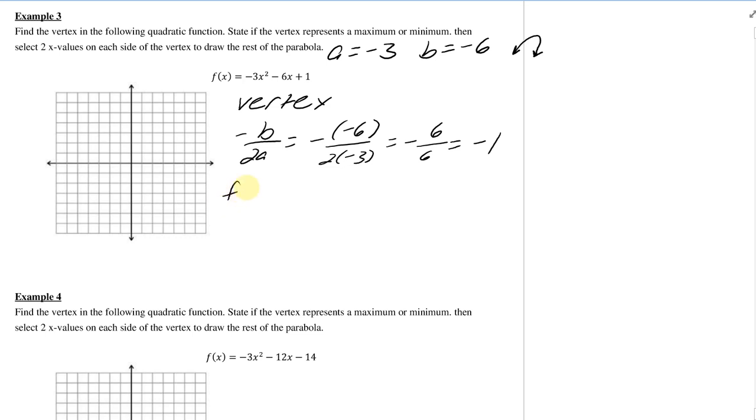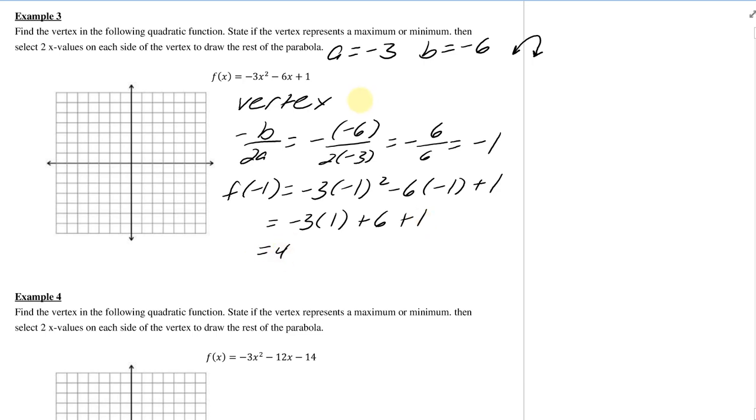Now I need to plug that into the function. Be careful with your order of operations here. I'll work out all the detail. Order of operations: -1 squared becomes just +1. So this is -3 times +1. -6 times -1 becomes +6, and then this will be +1. So I've really got -3 plus 7, so this equals 4. My vertex is going to be the point (-1, 4).